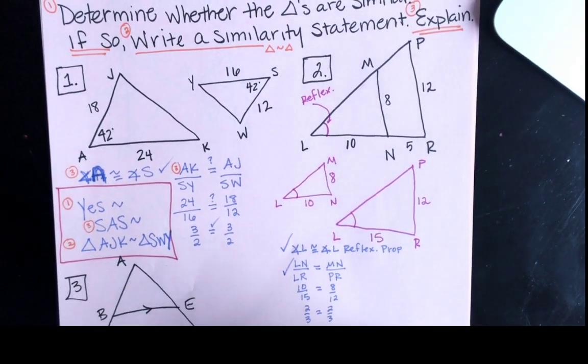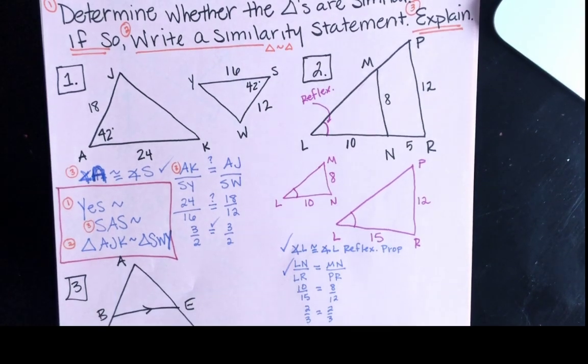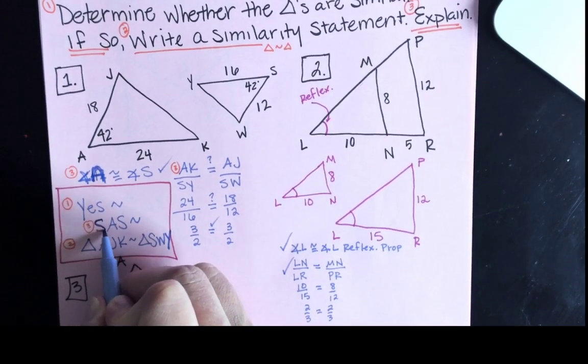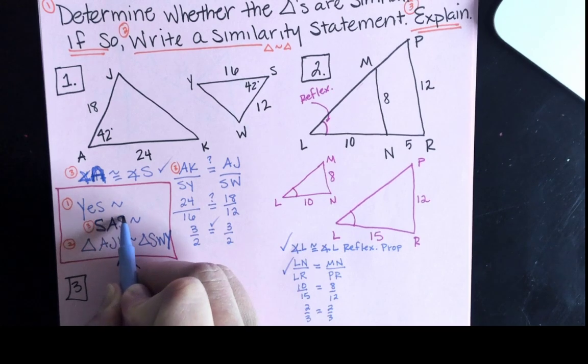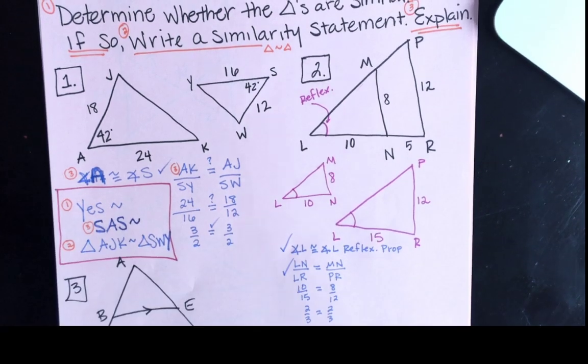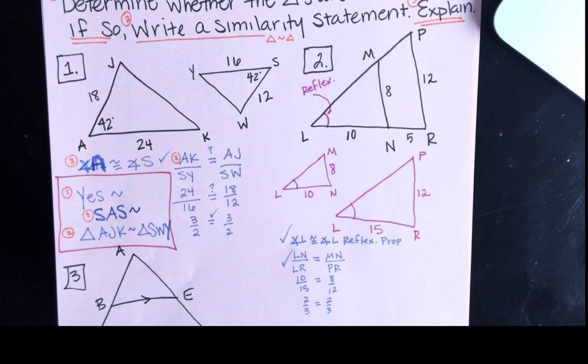Because it told me if I use side angle side, I'm allowed to have two sides with their included angle, and it would be side angle side. So what's the issue with number 2? Even though everything works out the same way as it did in number 1, what's the issue with number 2?